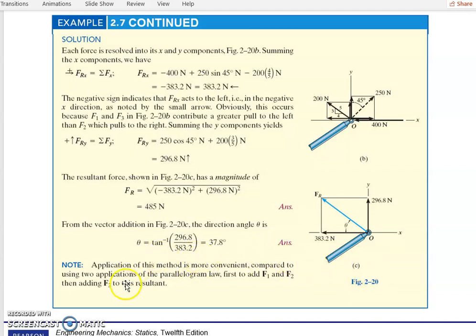Okay. All right. Well, that's adding vectors in two dimensions. Hopefully you've done that in calculus and you've done that in physics too. That should be your review.